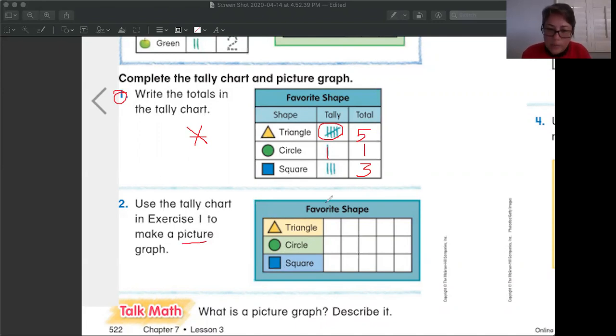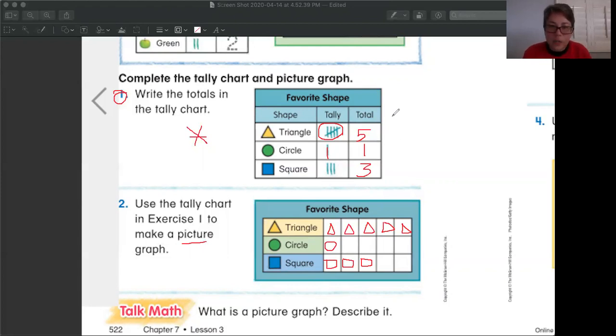So triangle, let's see, favorite shape. How many people like triangles? 5. So we're gonna draw 5 triangles. 1, 2, 3, 4, and 5. All right. How many people like circle? 1. So we're going to draw the circle there. How many people liked squares? 3. So we're going to draw 3 squares. 1, 2, and 3. All right, perfect. That's all it is. So now we've created a picture graph using the tally chart.